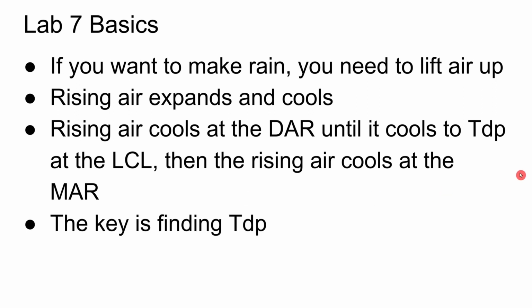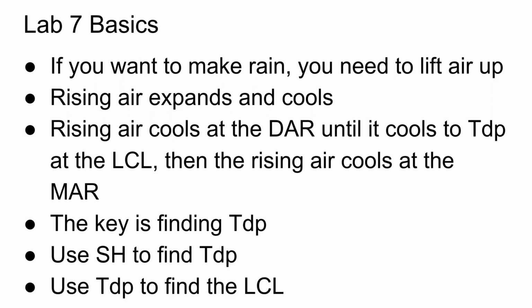The key to Lab 7 is finding the dew point temperature. Once you find the dew point temperature, you can use that to find the lifting condensation level, and then you know at what point the parcel will stop cooling at the dry rate and start cooling at the moist rate. We'll use specific humidity to find the dew point temperature. We'll use the dew point temperature to find the lifting condensation level.